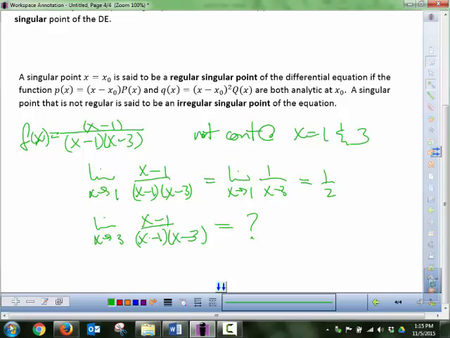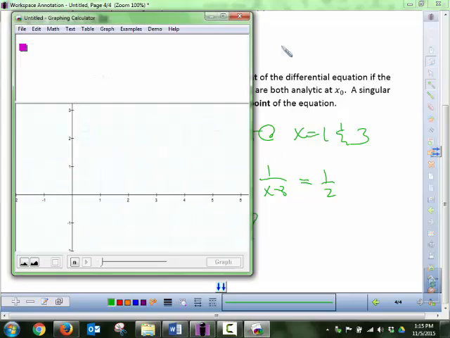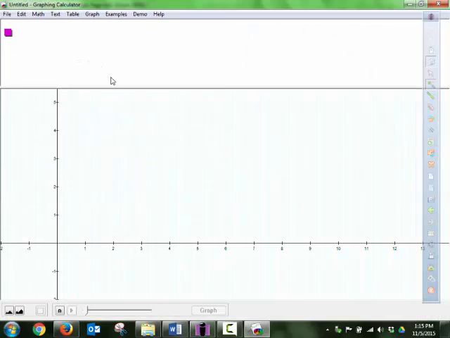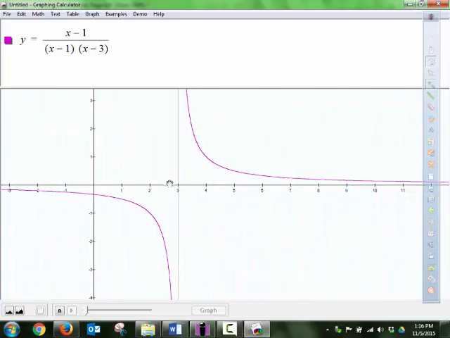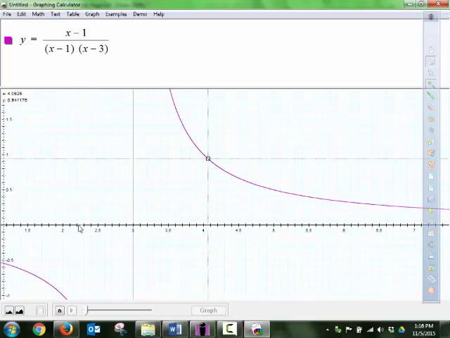So if you want just a quick graph of this, we kind of see the visual of the difference between a regular singular point and an irregular singular point. So y equals x minus 1 in the numerator divided by x minus 1 times x minus 3. So you can see at 3 it splits up. One side goes to negative infinity and the other side goes to positive infinity, so our limit doesn't exist.